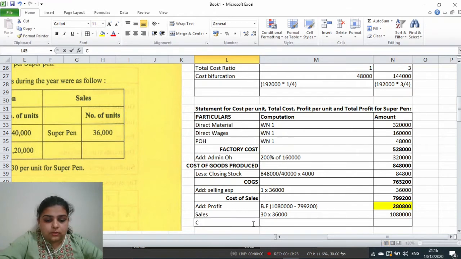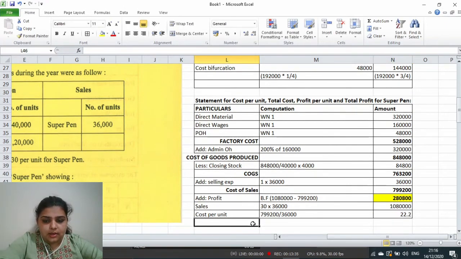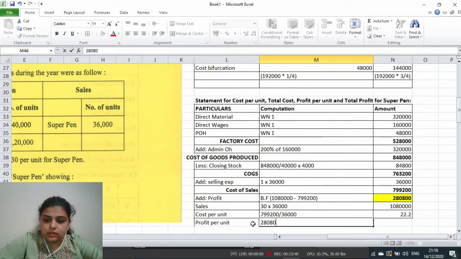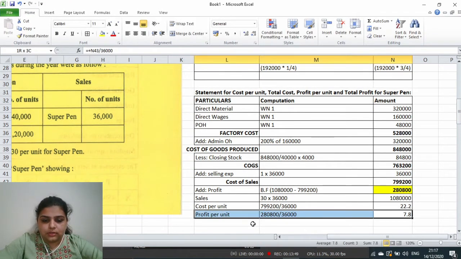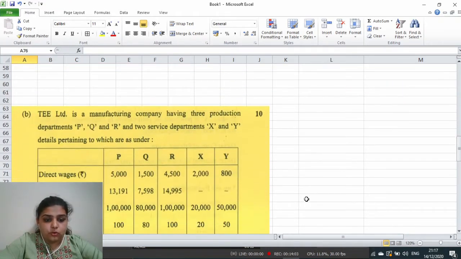Now I also need to calculate the cost per unit. That would be 7,99,200 divided by 36,000 units, and also the profit, that would be 2,88,800 divided by 36,000. So these are our answers for question number 2. I hope you are clear with this. A very easy and good question.